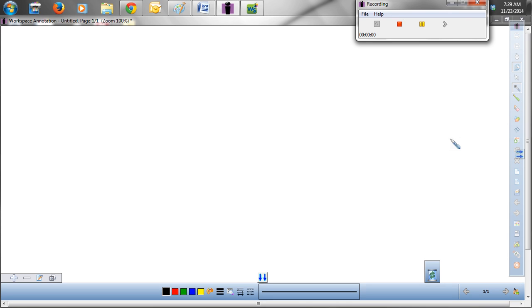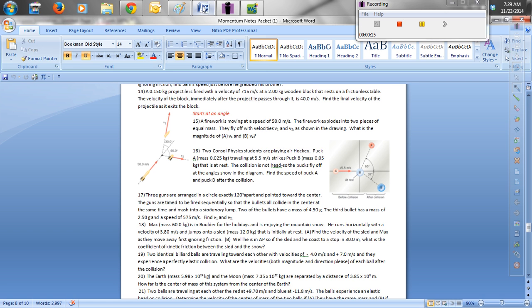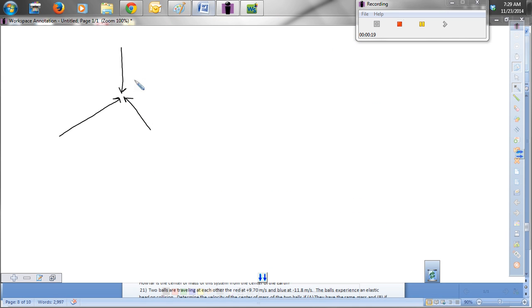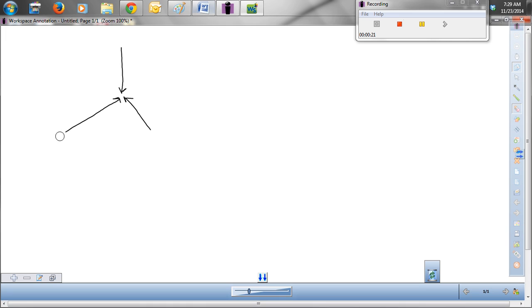Alright, so let's look at number 17. Number 17 says you have some bullets. Okay, I was wondering if there was a picture, but there's not. Okay, so I have 3 bullets, and I know that they're 120 degrees apart, so that's what I tried to draw.